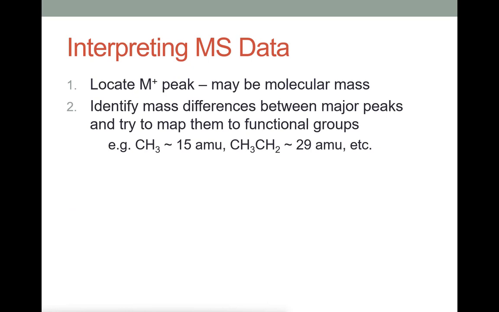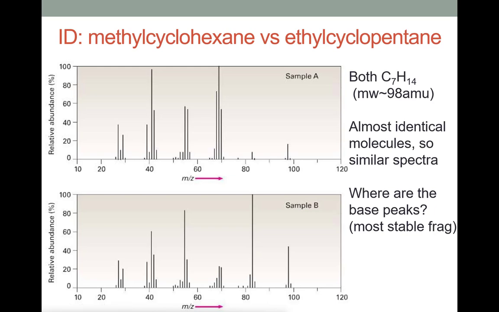So as we go forward here, for us, for textbook examples, for simple things in the lab, we're going to be interpreting mass spec data by locating that M plus peak, probably as the molecular mass, unless we're dealing with a very large molecule or a particularly stable fragment. And then we're looking at mass differences between major peaks. And so a couple quick examples. One of these spectra is for methyl cyclohexane and one for ethyl cyclopentane. They have the same formula, the same molecular weight. So which one is which?